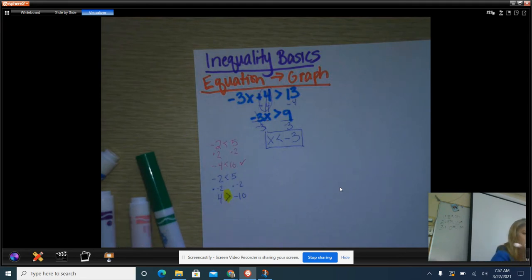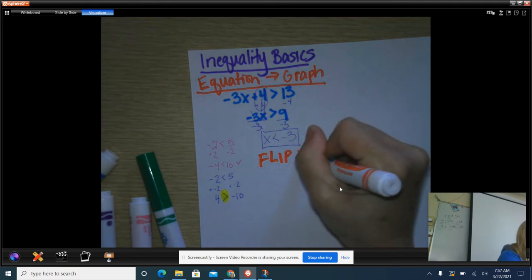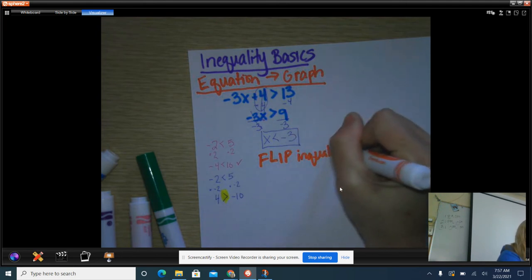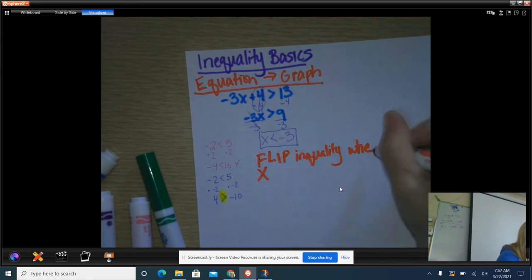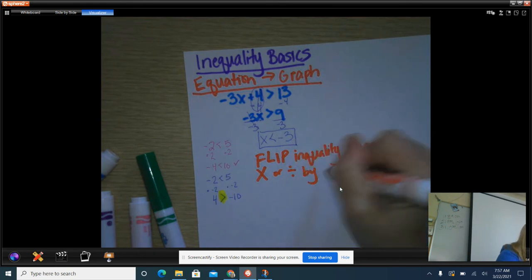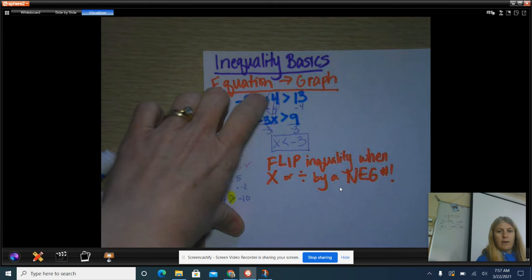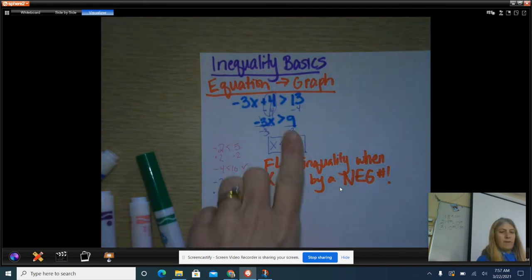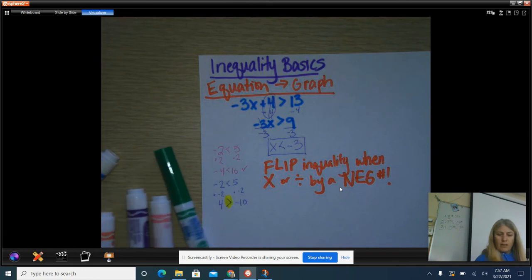So we need to flip your inequality when multiplying or dividing by a negative number. Okay, now this is only the very last step when we're multiplying or dividing. It doesn't matter what we here add or subtract. It doesn't matter if this one's a negative over here. It's always the coefficient of your x that you're solving for.